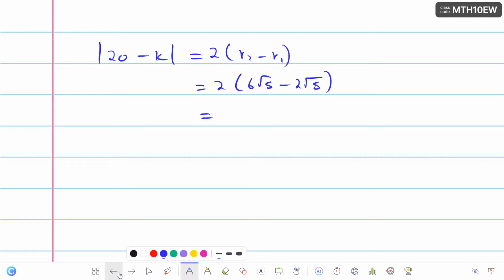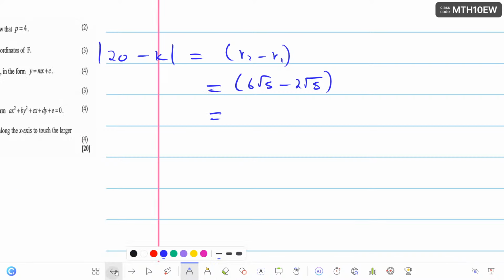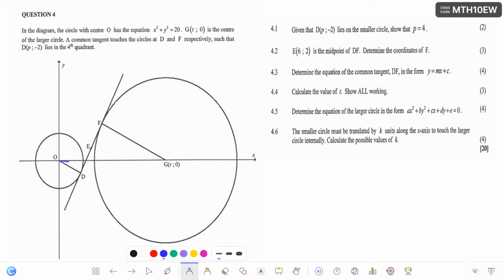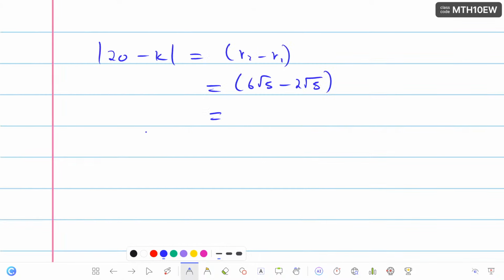Wait, sorry, I made a mistake here. We are not supposed to put this 2 here. We're supposed to shift only one radius. Because if we shift this one, we're shifting the circle 2 times, which is going to be inside the, okay, no. We're only going to shift one radius, sorry about that. So here, this one is going to give us 4 root 5.